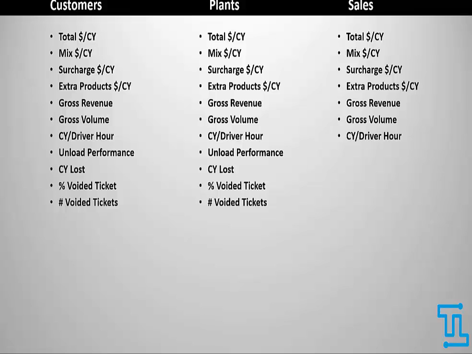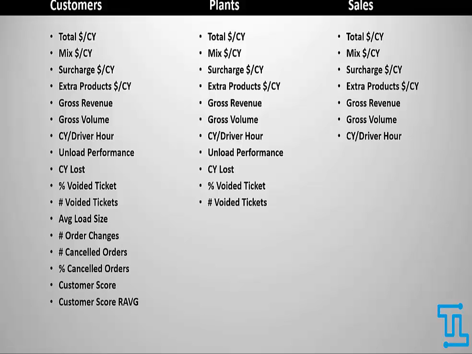Metrics that are exclusive to customers are average load size, number of order changes, number of canceled orders, percentage of canceled orders. The customer score is based upon criteria that you set up that weights the importance of the other performance metrics, and the customer score rolling average, the 1-year rolling average of customer score.